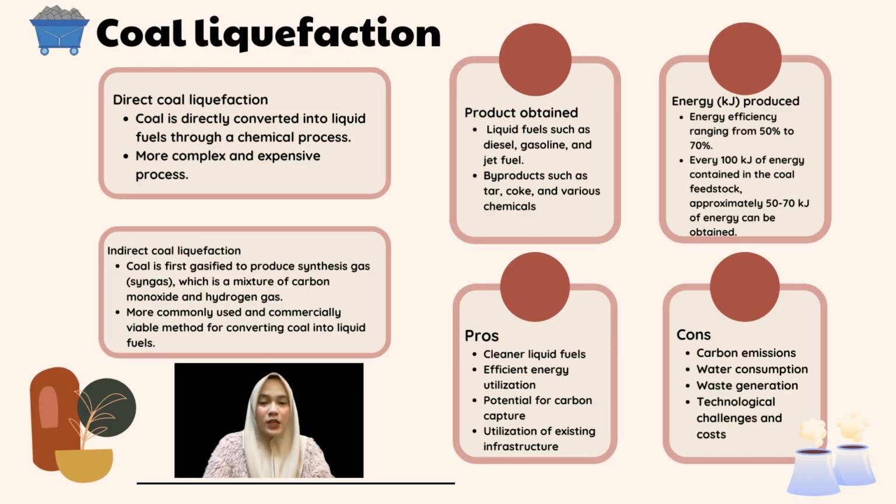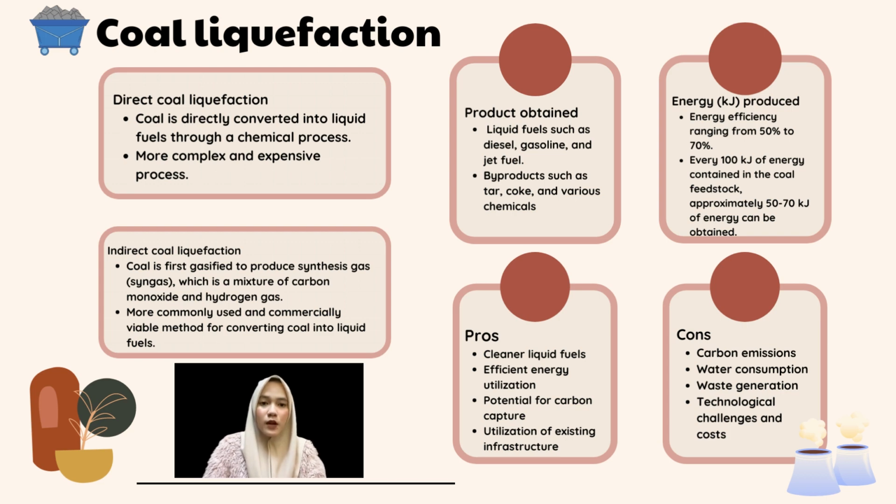Coal liquefaction can be divided into two, which are direct coal liquefaction and indirect coal liquefaction. In direct coal liquefaction, coal is directly converted into liquid fuel through a chemical process. The process involves heating coal in the presence of a solvent and hydrogen gas at high temperature and pressure. In indirect coal liquefaction, coal is first gasified to produce synthetic gas, syngas, which is a mixture of carbon monoxide and hydrogen gas. This gasification process involves reacting coal with steam or oxygen at high temperature to produce syngas.